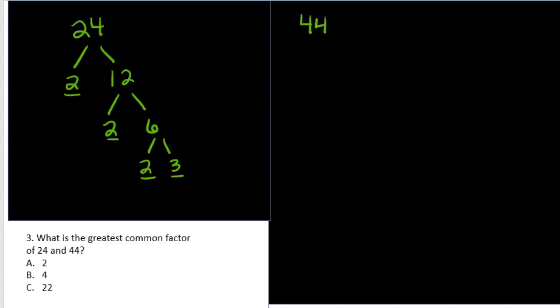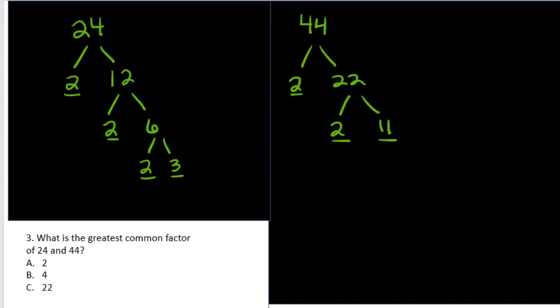Let's try 44. Well, I know that that's divisible by 2, and 2 is a prime number. 2 and 22. I'm already here with a prime number. What are the factors of 22? Well, I know that's 2 and 11. Look there, I have prime numbers all at the bottom of my factor tree.